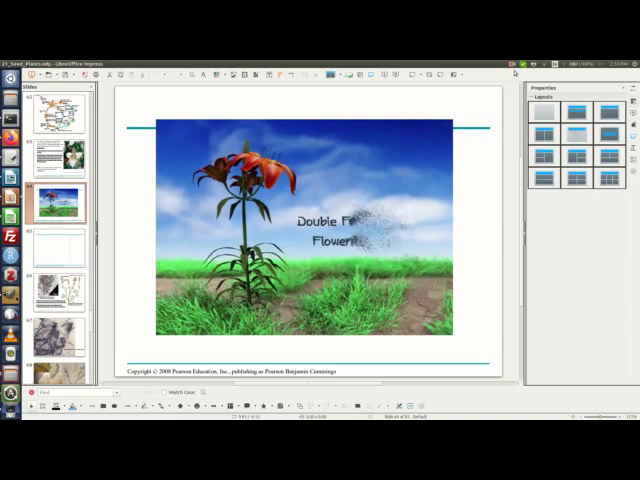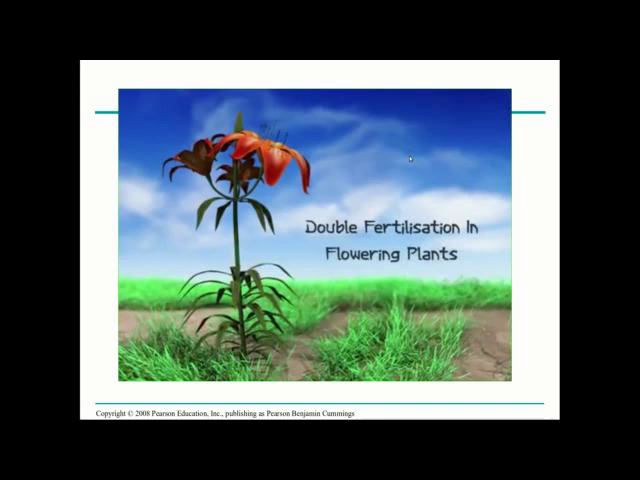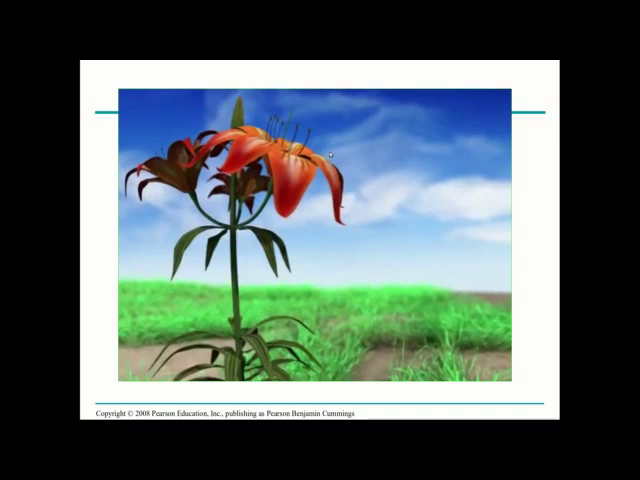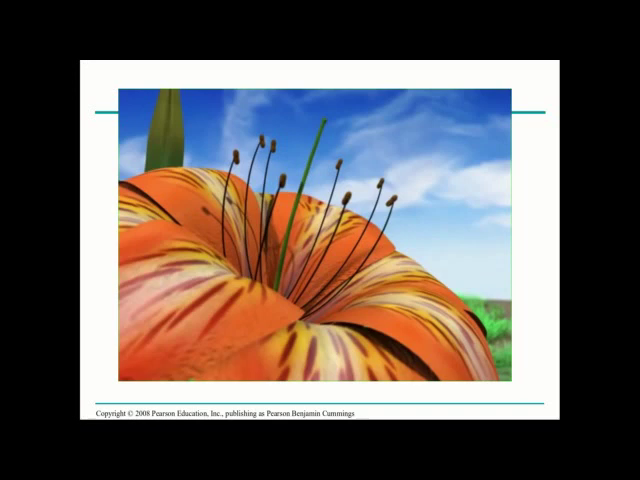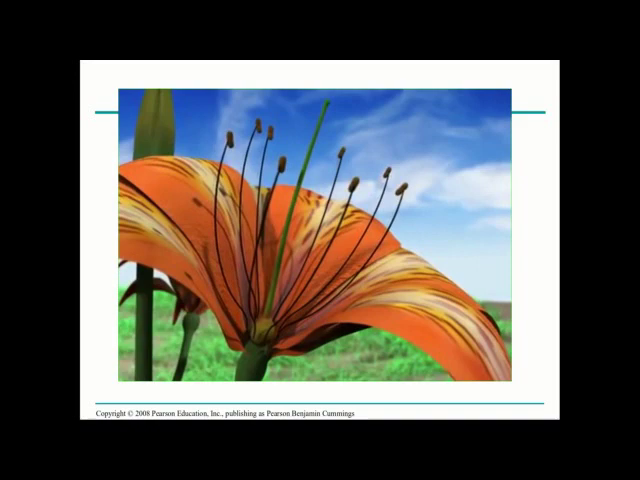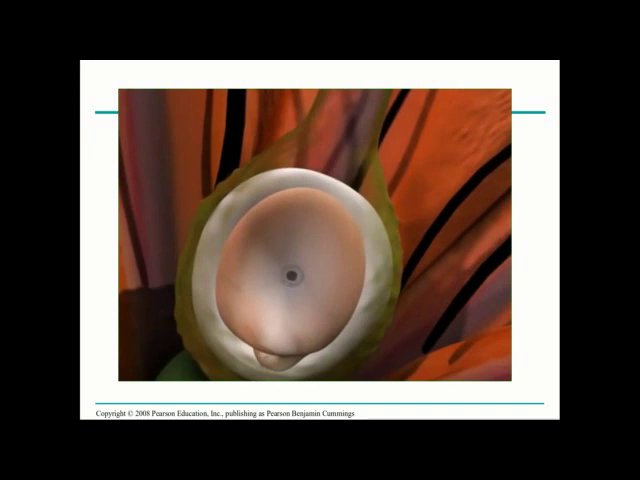All right, so double fertilization in flowering plants. Zooming in here on a flower as slowly as possible. Seeing some flower parts. Petals and stamens and filaments and all that good stuff. Look up a diagram. Slowly zooming in. All right, this is the female part. Okay, is this haploid or diploid?